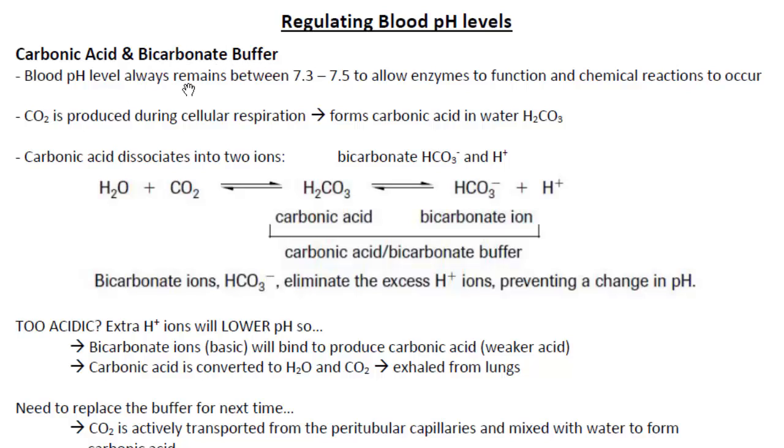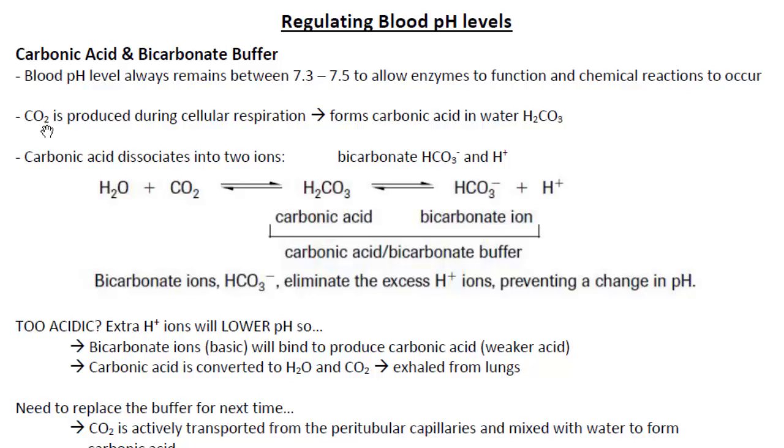The blood pH level always needs to be somewhere between 7.3 and 7.5, so ever so slightly basic. And the reason we want it to be within that range is that it allows the enzymes and other proteins to function and for chemical reactions to occur. If you start messing with this in the blood, then things start to go awry.